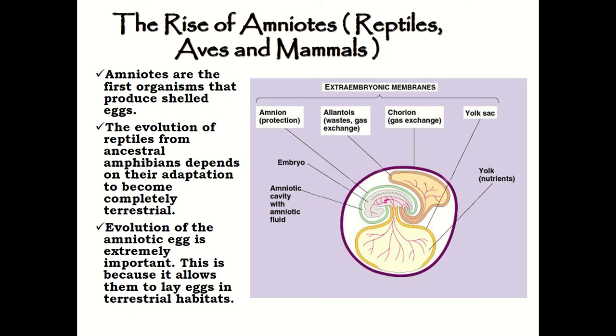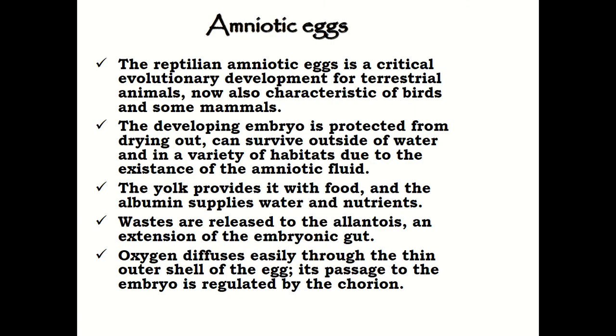So the evolution of reptiles from ancestral amphibians depended on their adaptation to become completely terrestrial, in which the evolution of the amniotic egg is extremely important for the reptiles, birds, and also the mammals. This is because it allows them to lay their eggs in the terrestrial habitat.